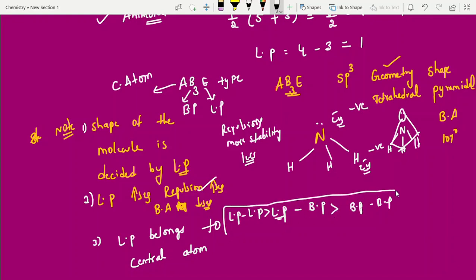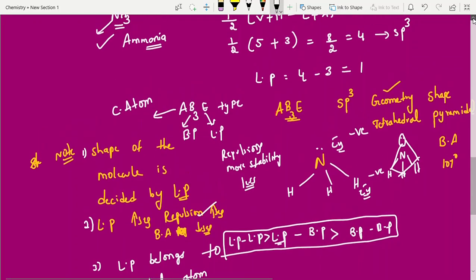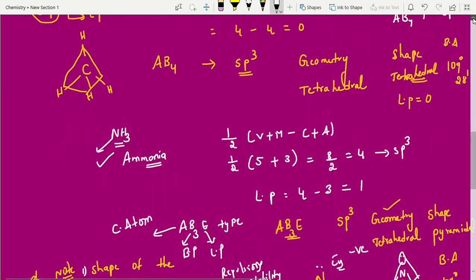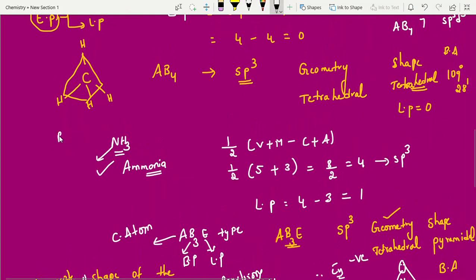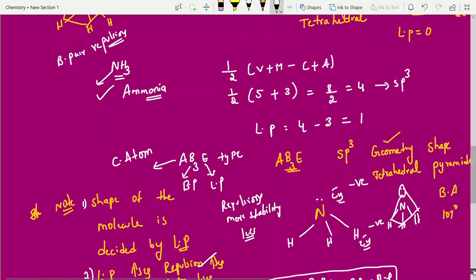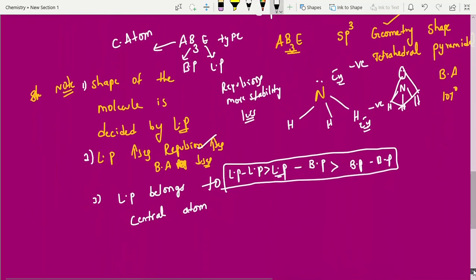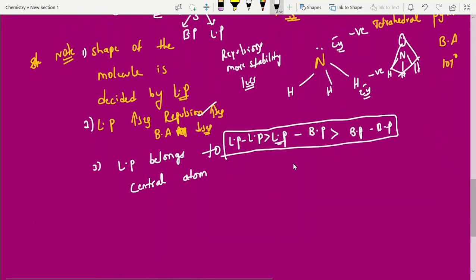So you can expect good questions here. In the methane molecule, as we have just seen, we have only one type of repulsion. What type of repulsion? Yes, bond pair repulsion. That's it. Bond pair repulsions are not very effective. Tetrahedral shape and geometry both, and the bond angle is also what we expected, 109 degrees 28 minutes. But here, as lone pairs increase, what happens? Repulsions increase, and in this way the bond angle and shape of the molecule also change.